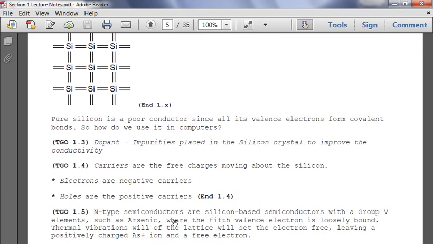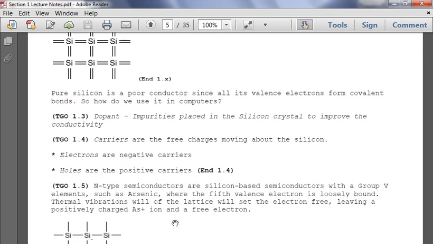So we will define dopants as impurities placed in the silicon crystal to improve the conductivity. This is 1.3. And the dopants moving through are going to create what are known as carriers. These are the free charges moving throughout the silicon. Electrons are negative charge carriers, and holes are positive charge carriers.